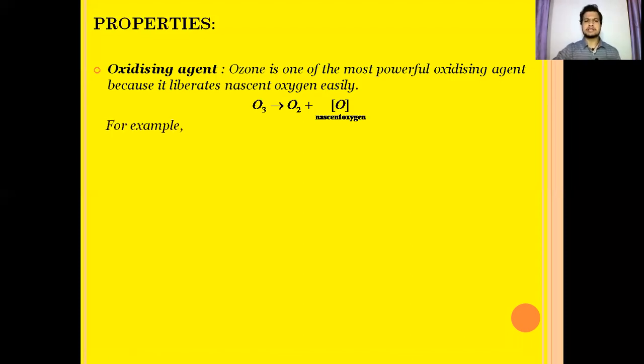For example, if you take lead sulfide, PbS, and react it with ozone, it will convert into lead sulfate. Clearly you can see 4 oxygen atoms are being added from lead sulfide to lead sulfate. And obviously what you are getting is oxygen, which is the side product of the oxidation reaction of ozone.